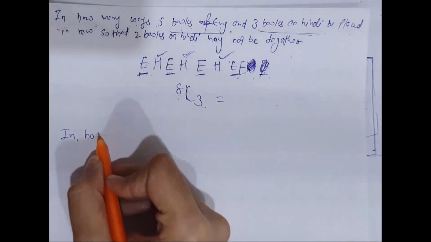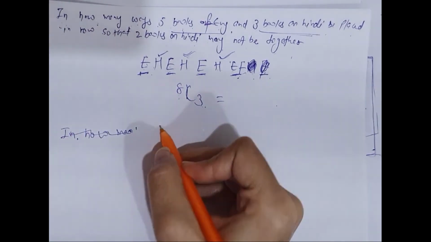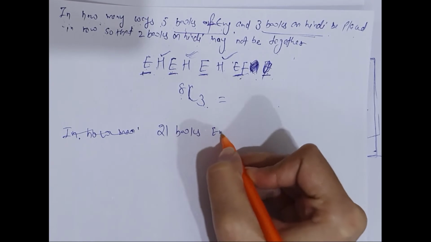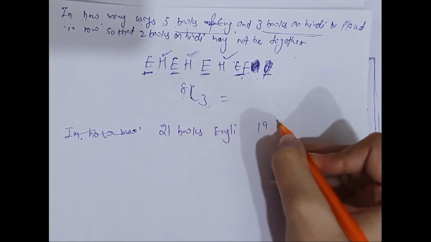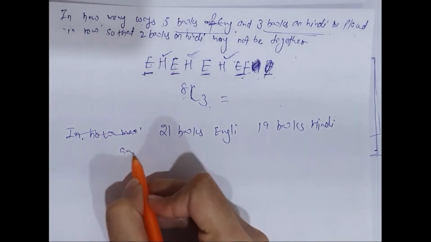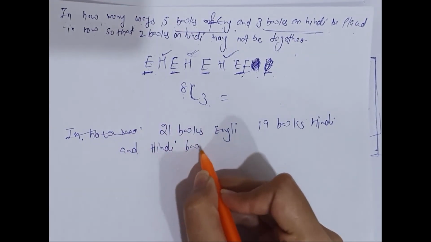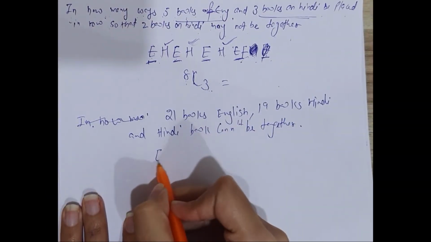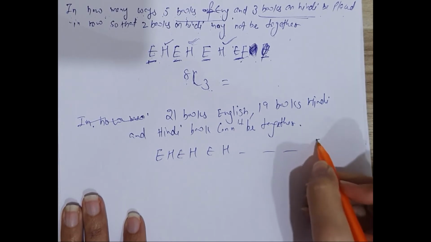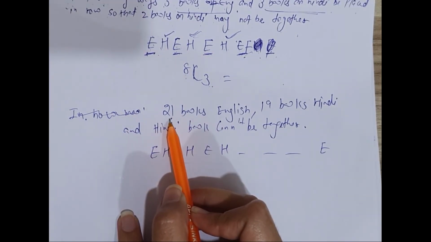Now like this, solve one question. Only difference is there are 21 English books and 19 Hindi books, and Hindi books can't be together. According to that, English, Hindi, English, Hindi, English, Hindi, up to 21 places. So this is an SSC 2000 question.